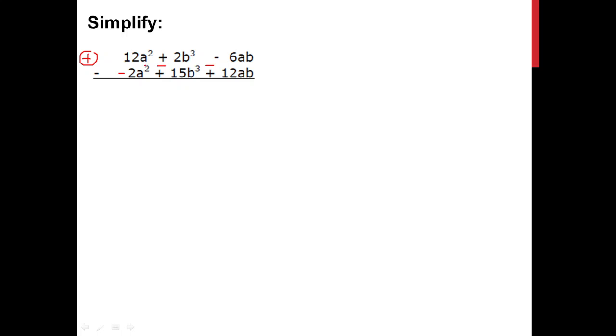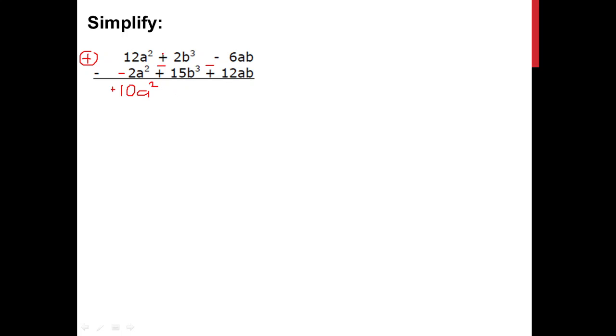So again, since that is addition, we have here positive and negative. So if it's positive and negative, subtract, right? So the sign of the biggest number, which is 12, is positive, then it will give us a positive result, right? So you have 12 minus 2, that is 10. Copy the variable a squared.